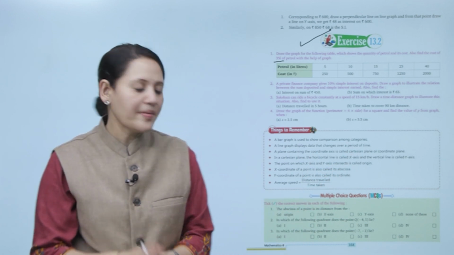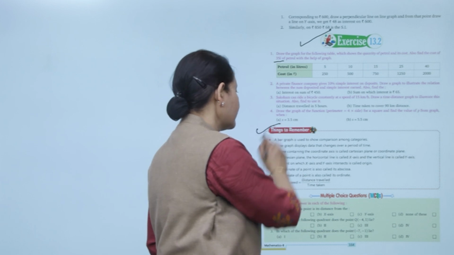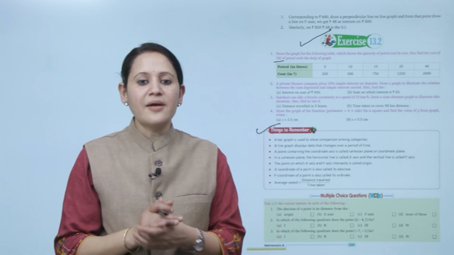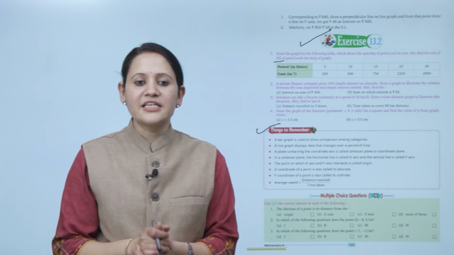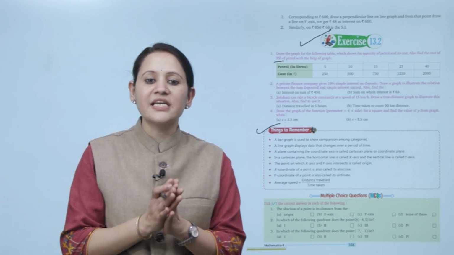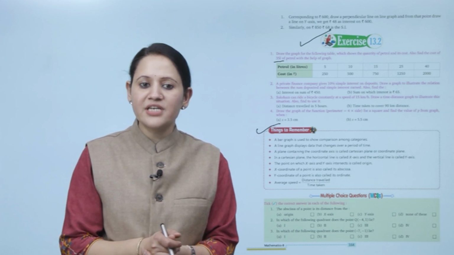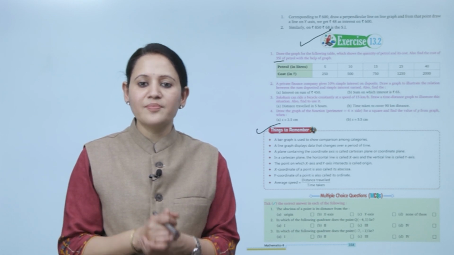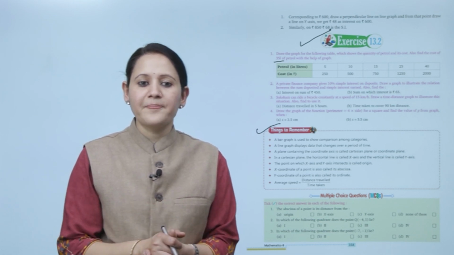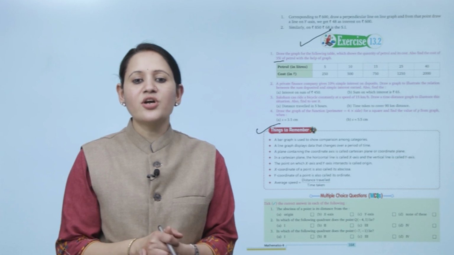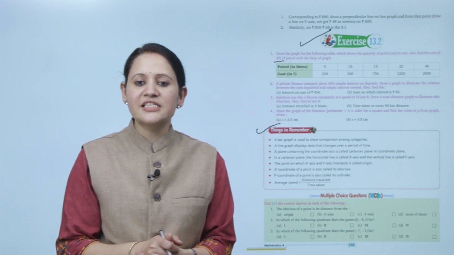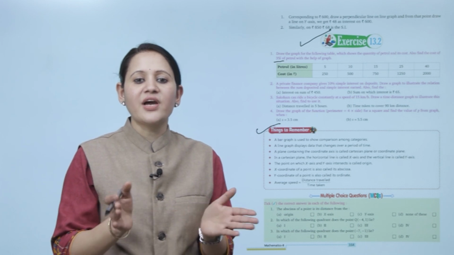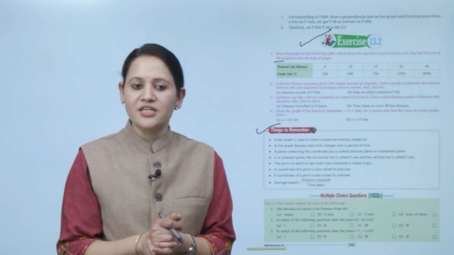Next is things to remember. A bar graph is used to show comparison among categories. A line graph displays data that changes over a period of time. The plane containing the coordinate axes is called Cartesian plane or coordinate plane. In the Cartesian plane, the horizontal line is called x-axis and the vertical line is called y-axis. The point at which x-axis and y-axis intersect is called origin.